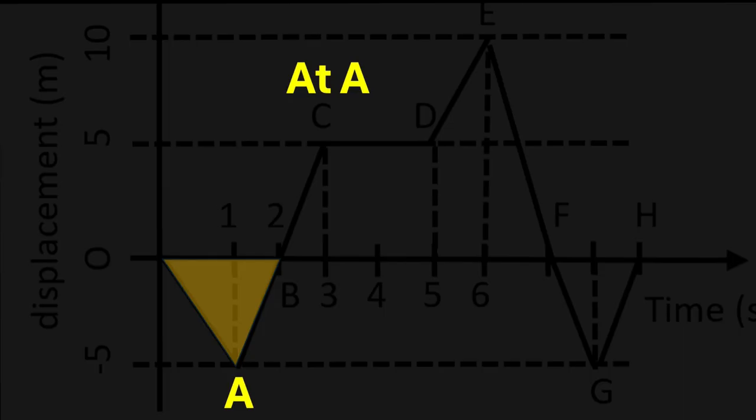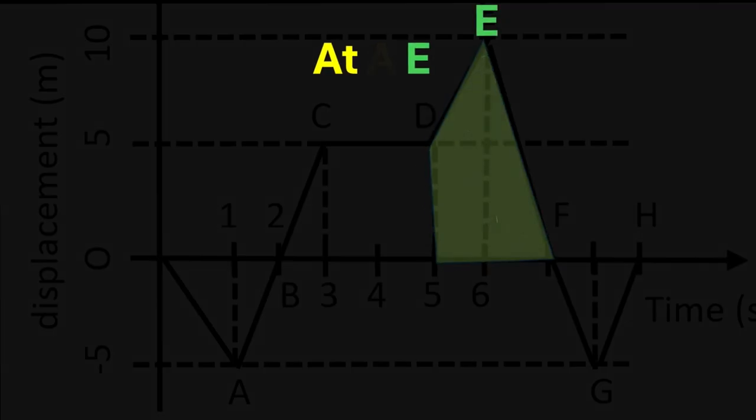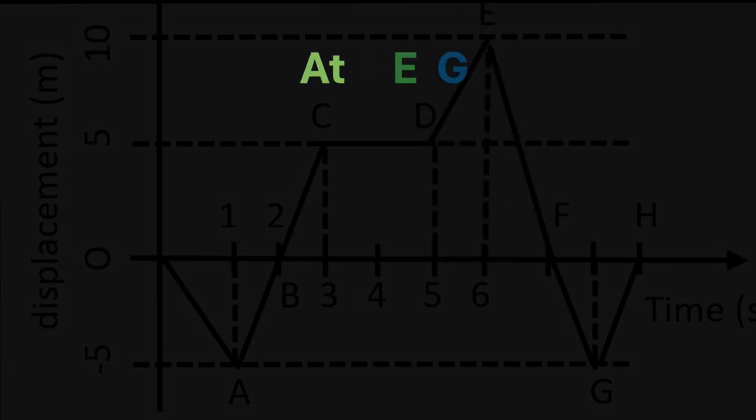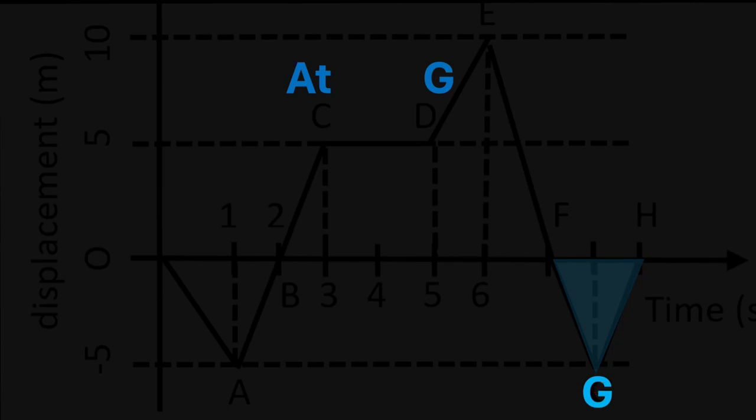These are the points: point A, instantaneous velocity at point A, instantaneous velocity at point E, and instantaneous velocity at point G. There's something special about these points A, E, and G, which is of course related to continuity. What is that?